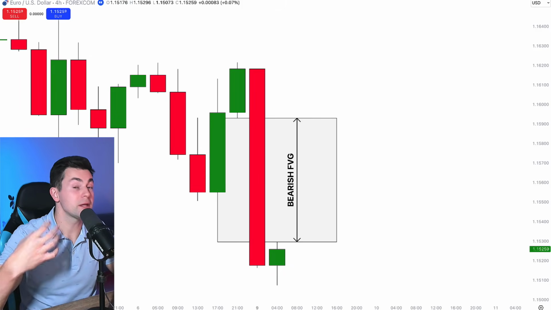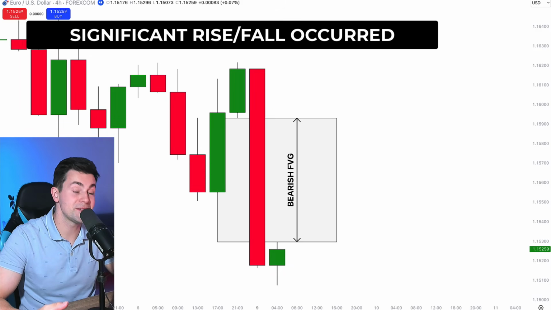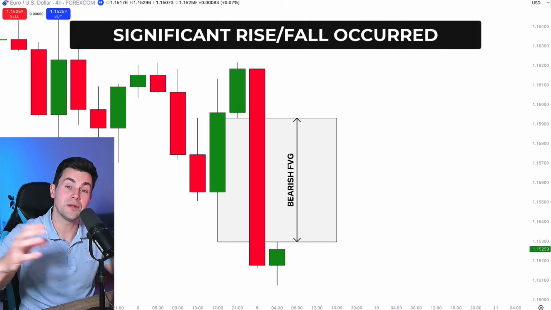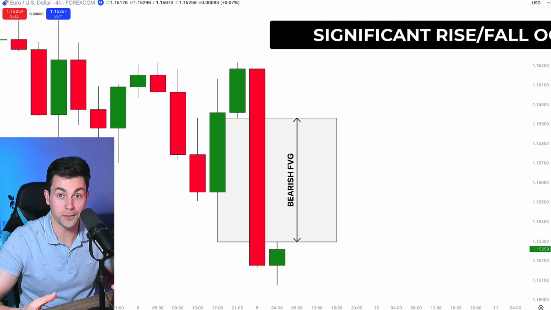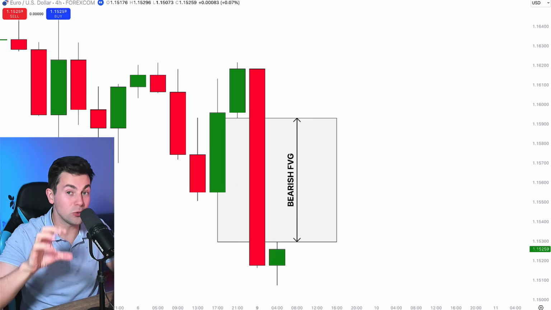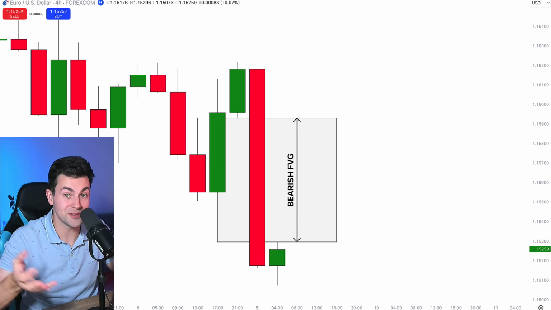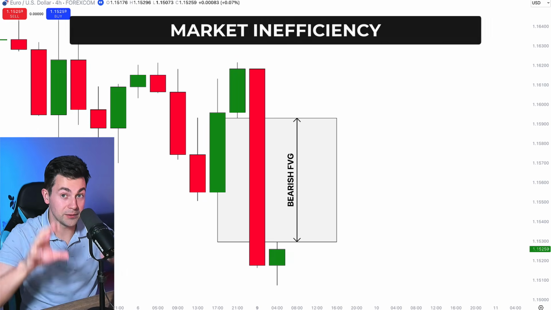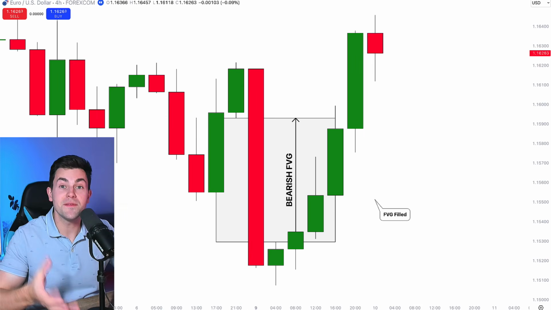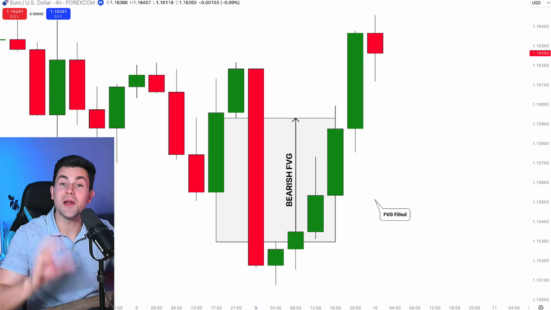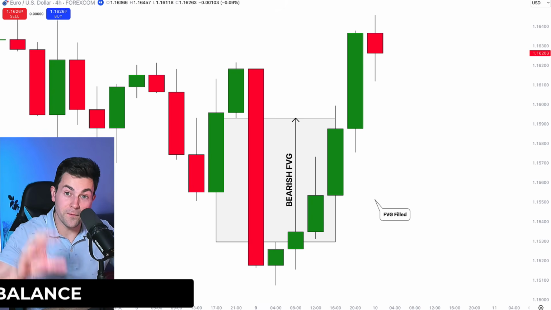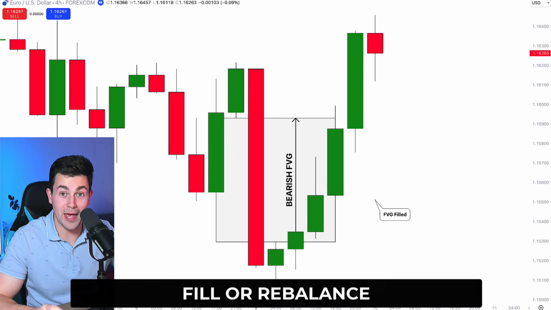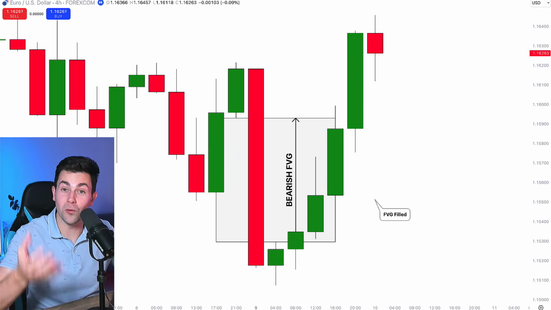First, let's quickly start with the definition of a fair value gap. A fair value gap represents a zone on a price chart where a significant and rapid price rise or fall occurred. No trading or very low trading occurred within that zone. For that reason, such a zone indicates market inefficiency. A fair value gap leaves behind unfilled orders. Price will eventually return to fill or rebalance this gap, providing trading opportunities for retail traders.